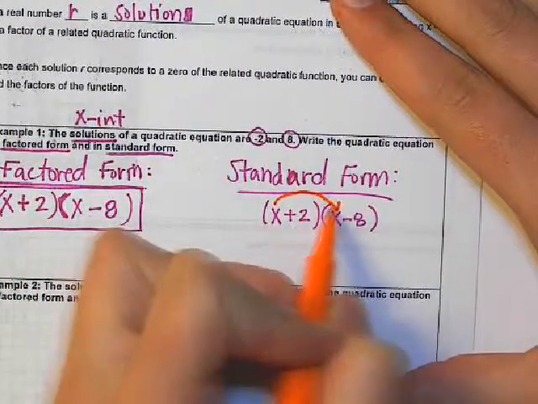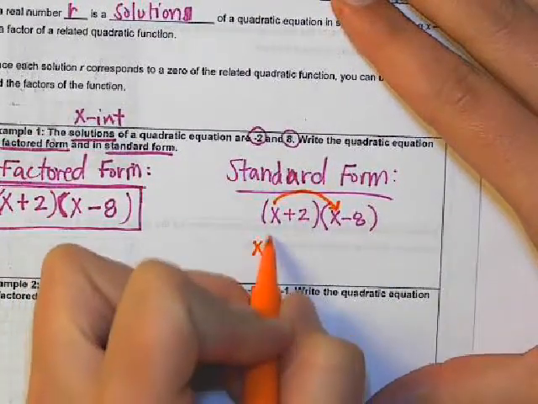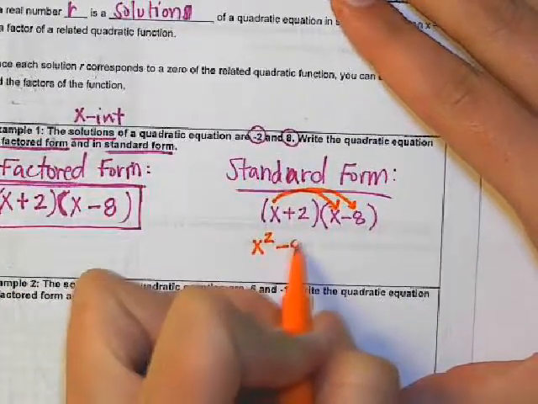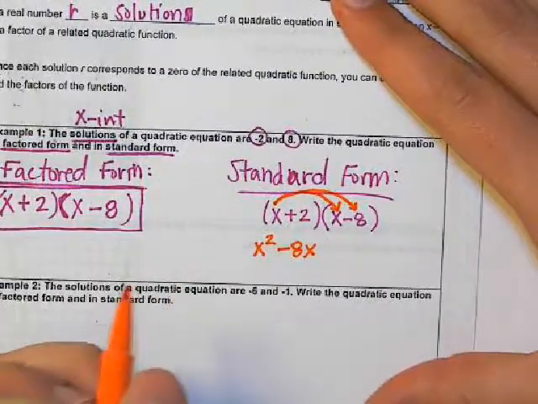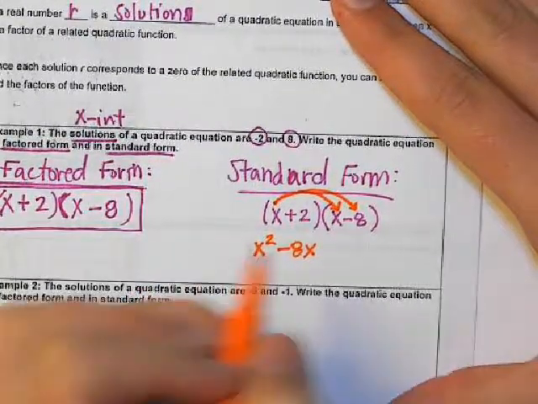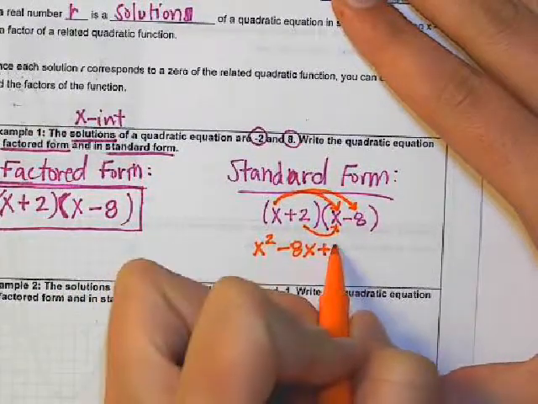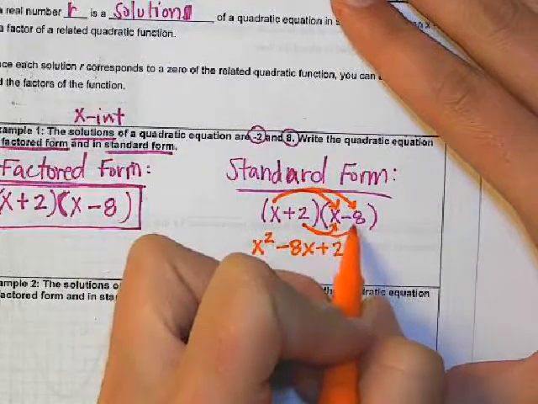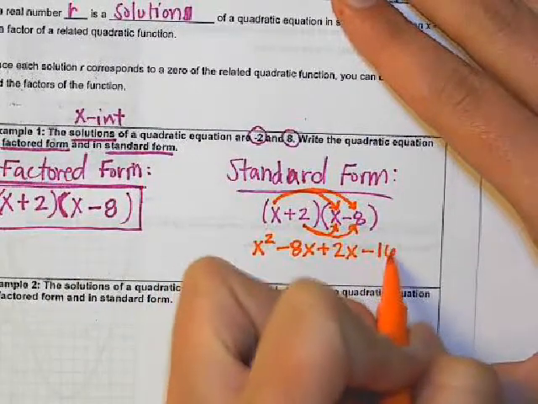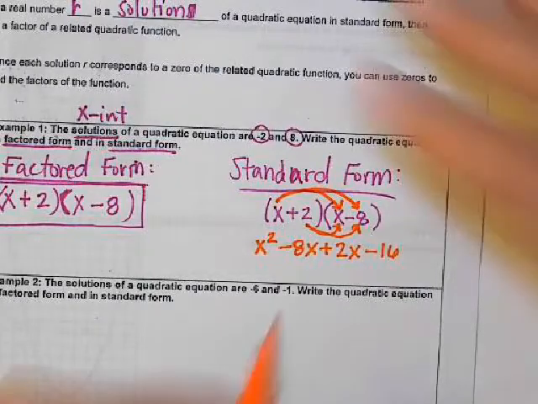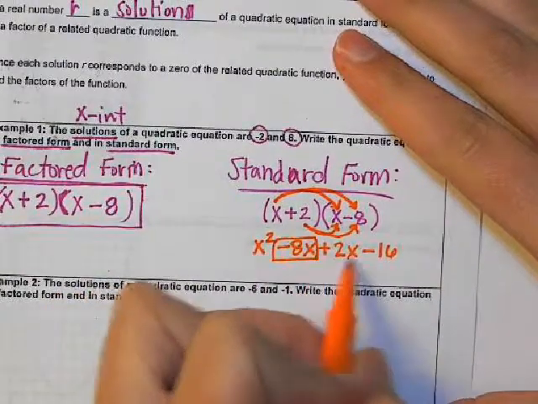X times x is what? X squared. Then I have x times -8, which is -8x. Now 2 times x, we're going to go underneath. 2 times x is positive 2x. 2 times -8 is -16. Is this standard form yet? No. What else do I have to do? Combine my like terms. What are my like terms? -8x and positive 2x.